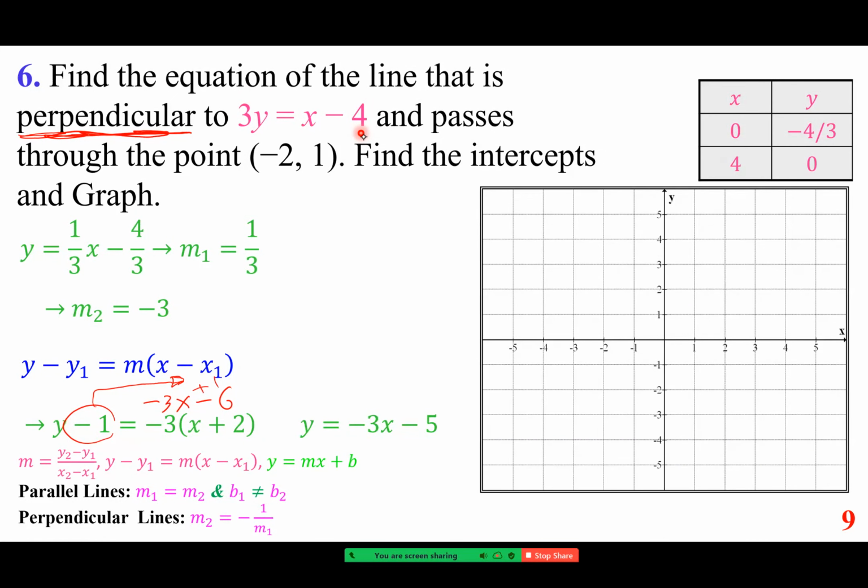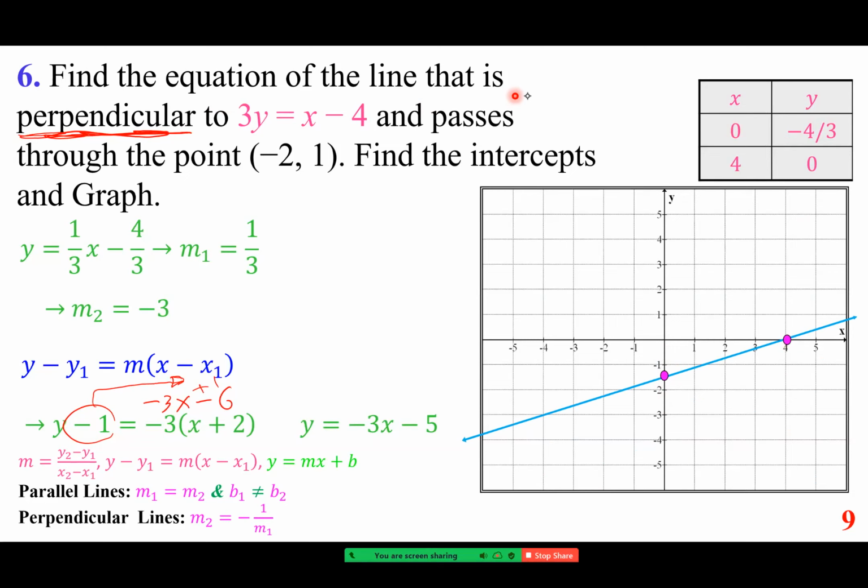So we have 4, 0, that's easy right here, but minus 4/3 is -1 and 1/3. So this is -1, this is -2. So between -1 and -2, 1/3 of the way down becomes minus 4/3 here. And as I said, 4, 0 here. So plot those two pairs, connect them. This is the original line, the given line.